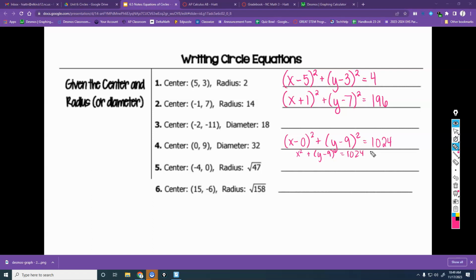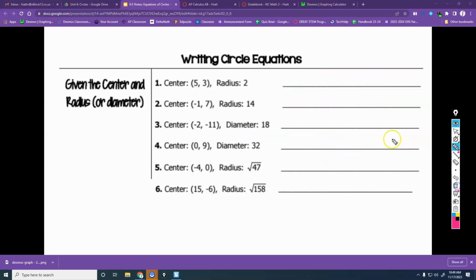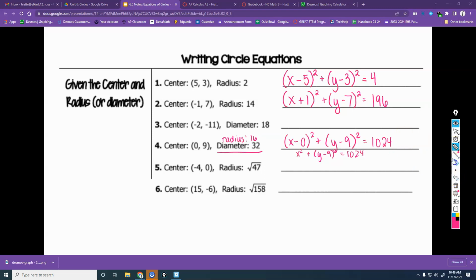Oh, you're right. This is wrong. Why is it wrong? It didn't tell us radius. It told us diameter. So if the diameter is 32, what's the radius? Radius is 16. So instead of doing 32 squared, we should do 16 squared. 256 for that. Watch out for those little tricks.